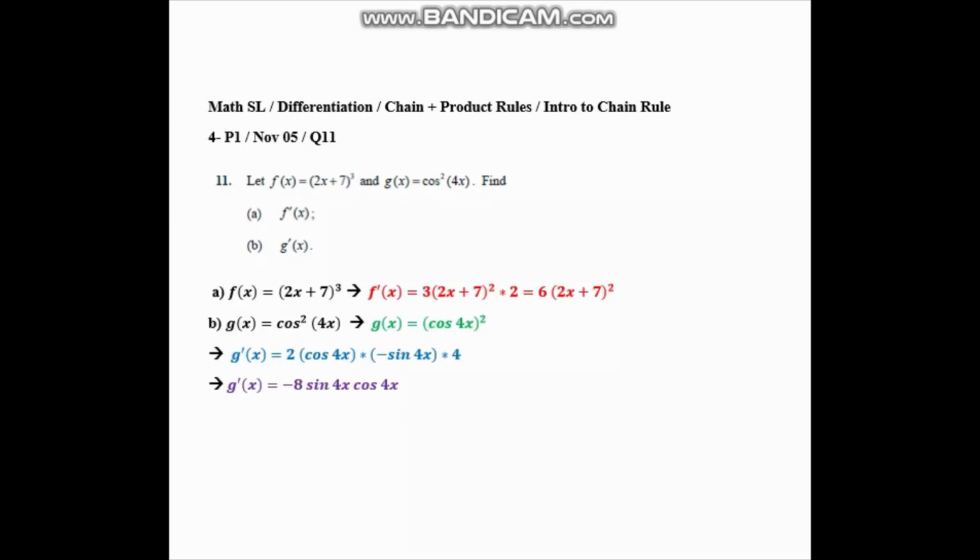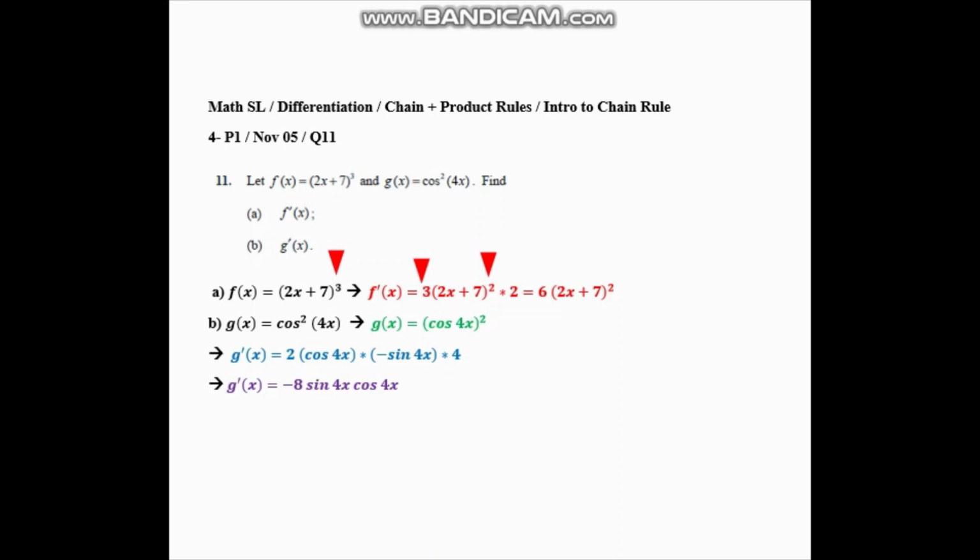So in question A, I'm required to find f dash, where f of x equals 2x plus 7 all to the power of 3, available in black right there. So this is a simple chain rule problem. I'm going to multiply by the old power. So the 3 multiplies the expression. I'm going to reduce the old power by 1 to get the new power. So it becomes power 2.